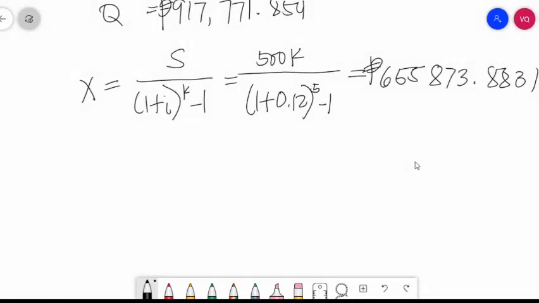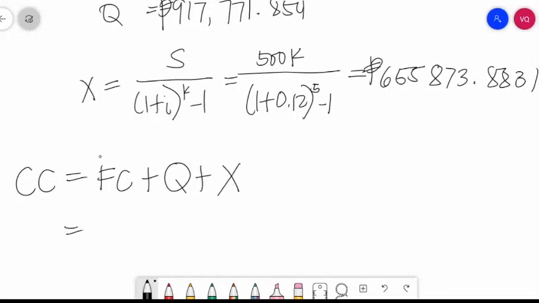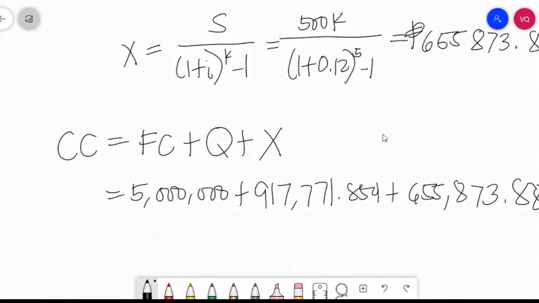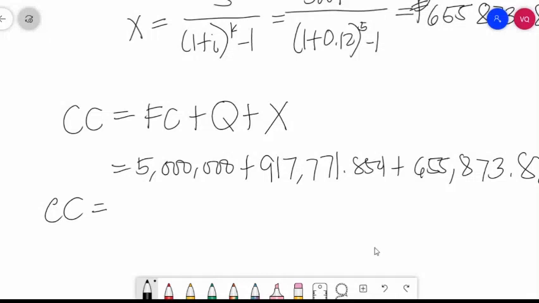So the value now of your capitalized cost is equal to the first cost plus Q plus our X, replacement cost. First cost is 5 million plus Q is 917,771.854 plus 655,873.883. CC now, capitalized cost, is equal to 6,573,613.88 pesos.